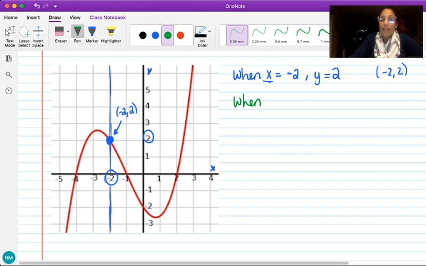When x equals 0, y equals what? So when x equals 0, right, this is my x equals 0. Because this is 0 for x. Where is the function hitting? Well, the function is hitting right here, right? So what is my y value? Well, this point right here is 0, negative 2, so y is equal to negative 2.